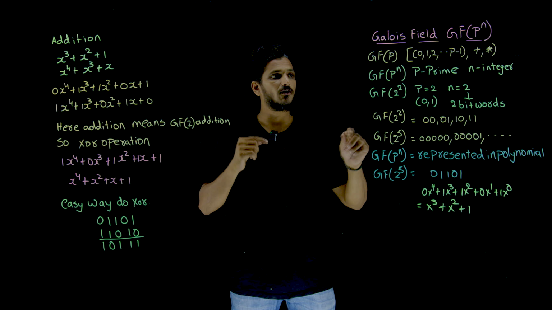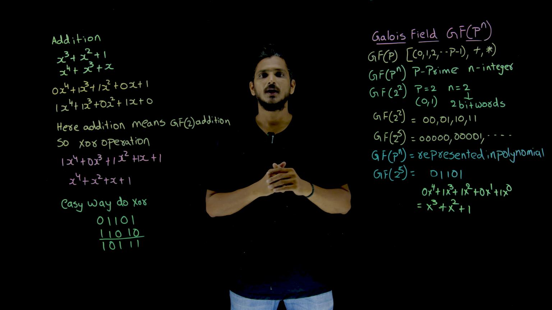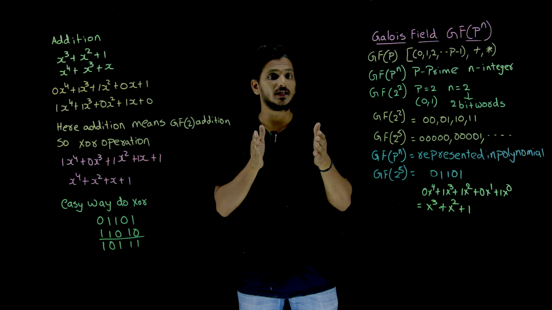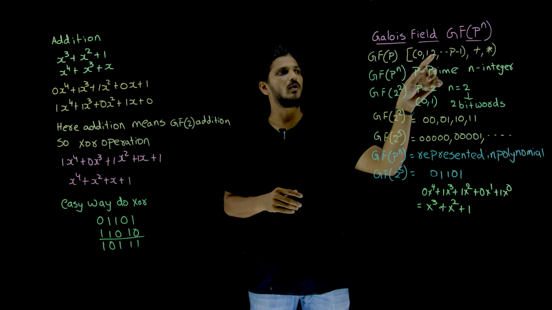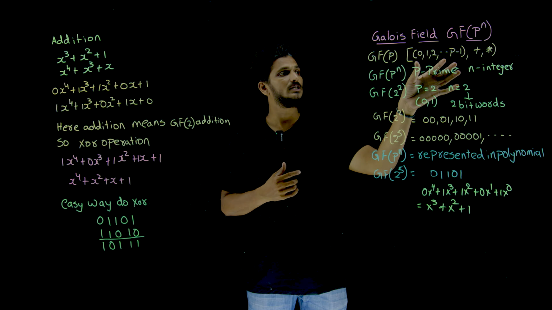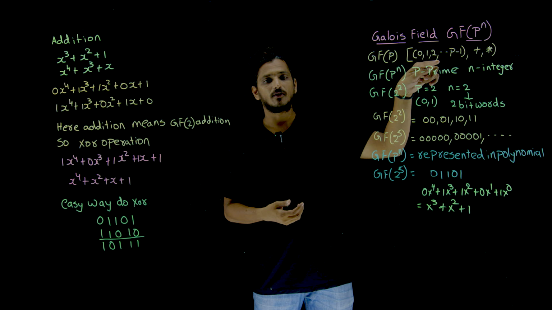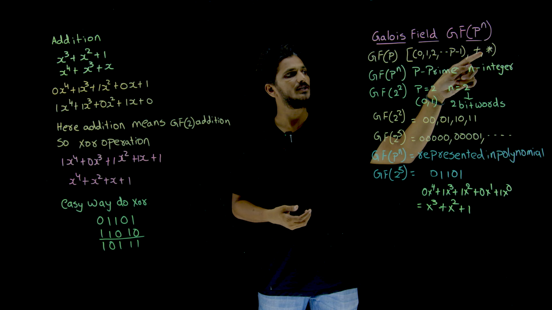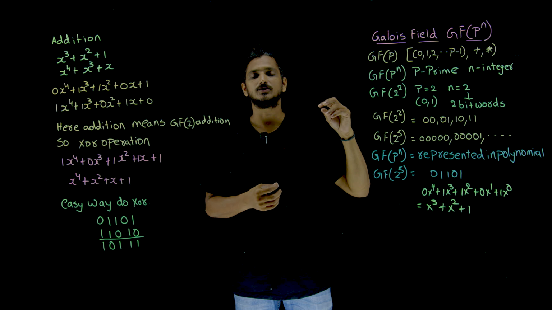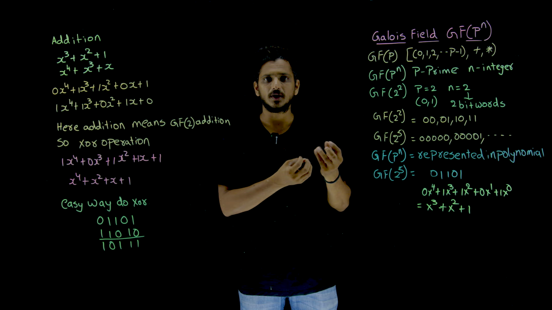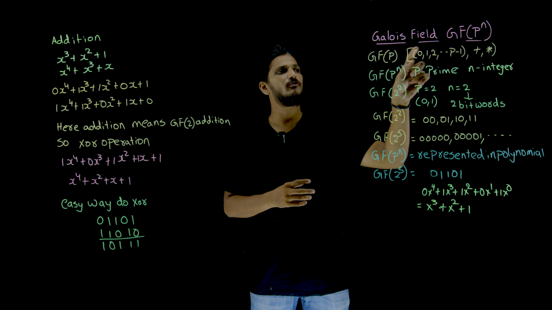So what is GF of P? GF of P contains a set of elements. Which set of elements does GF of P contain? 0, 1, 2, and so on up to P minus 1. These are the elements that belong to GF of P. On this set of elements, we apply addition and multiplication operations. If these two satisfy the properties of a group, then we say this is a field.